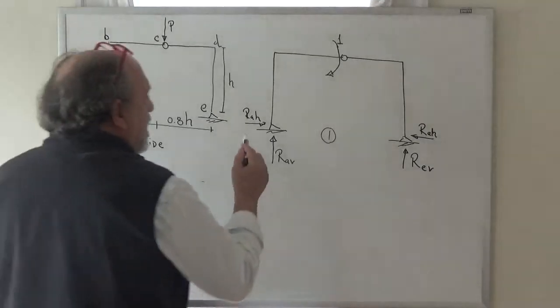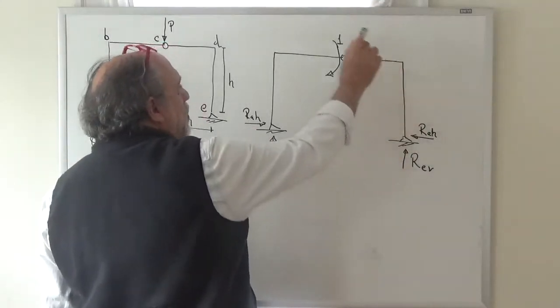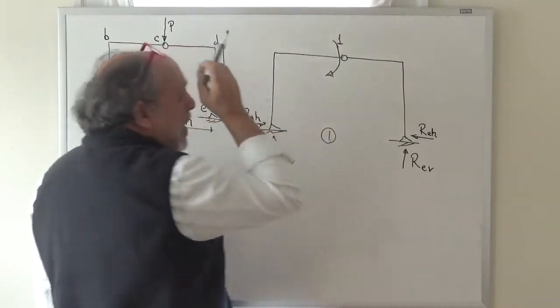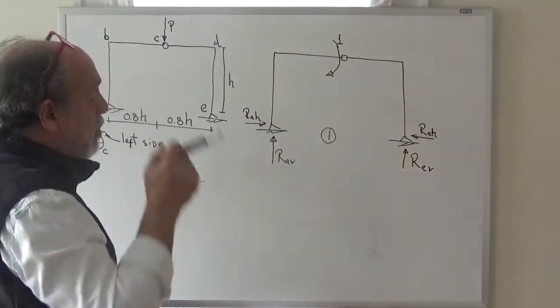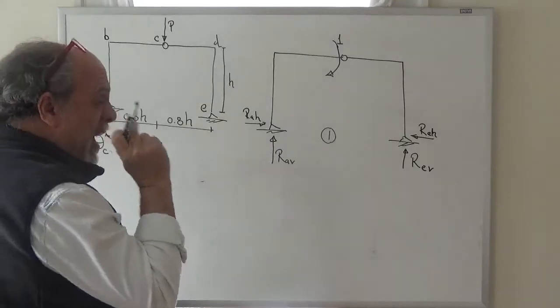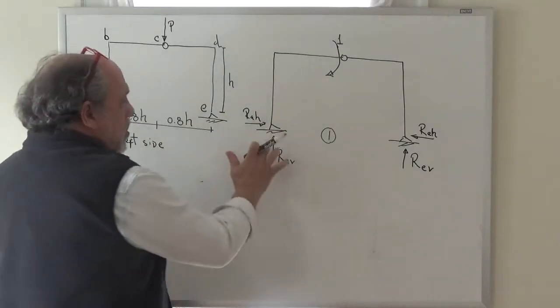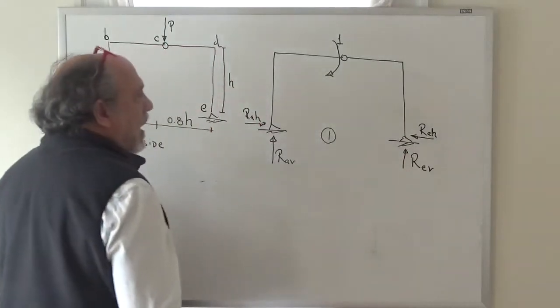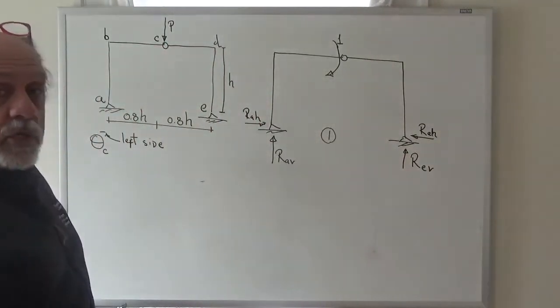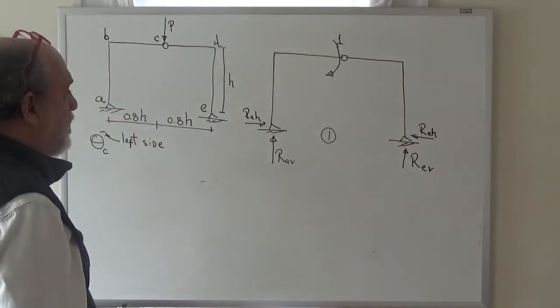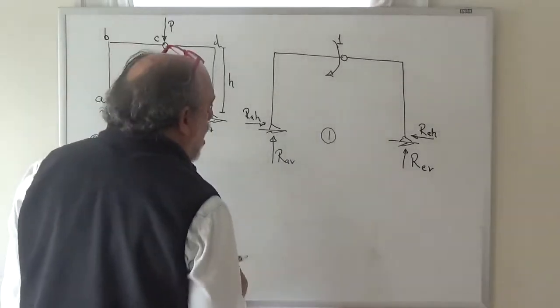So first, I could take a free body diagram of the complete structure. I know beforehand that from a free body diagram of the complete structure, I'm not going to be able to calculate all these reactions. Why? Because there are 4 of them, right? And I only have 3 equations of equilibrium in a 2-dimensional problem. But that doesn't mean I can't get some of them.